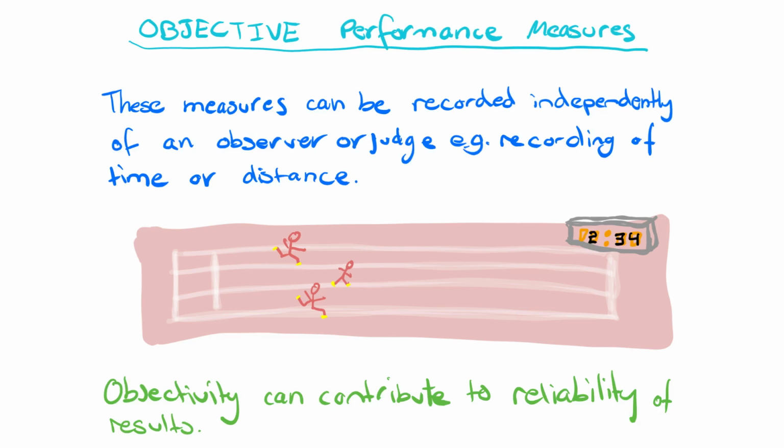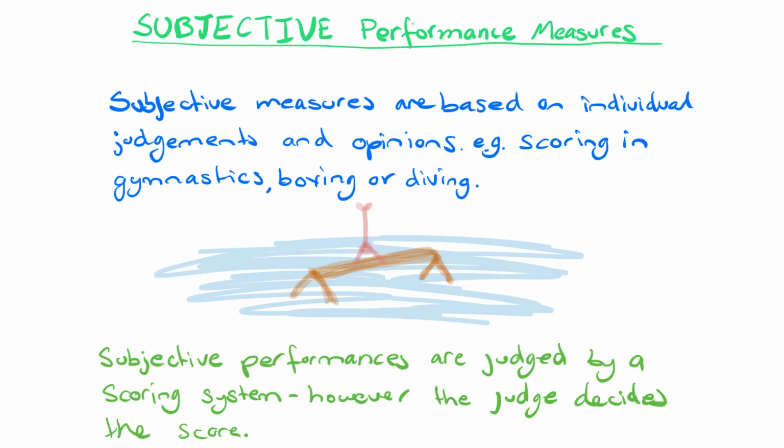So there are no arguments with objective performance measures because it's very straightforward, and when we talk about objectivity, we talk about the fact that it contributes to reliability of results. We're going to have a look at the validity and reliability of results in a later video, but it's just important to note now that objective performance measures contribute to reliability of results.